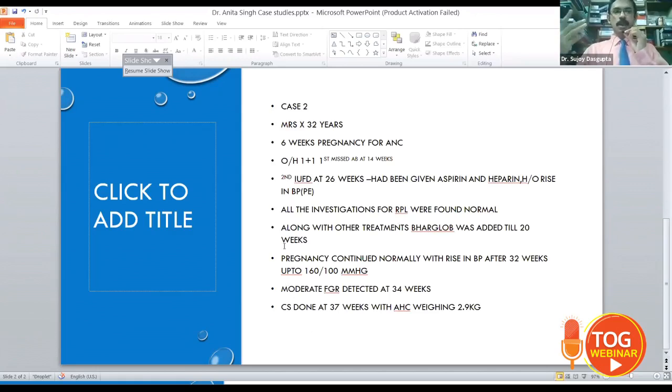Basically one of the reasons is the placental development. Another reason is that the person from whom I first learned about Bharglobe also told me that she used to stop it at 20 weeks. So I stopped at 20 weeks, and ultimately the result was okay.